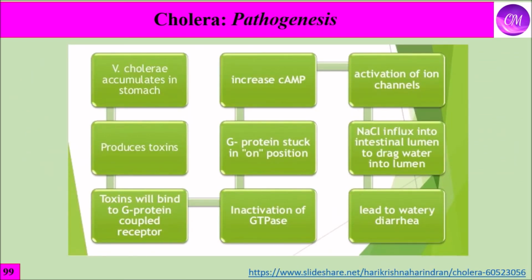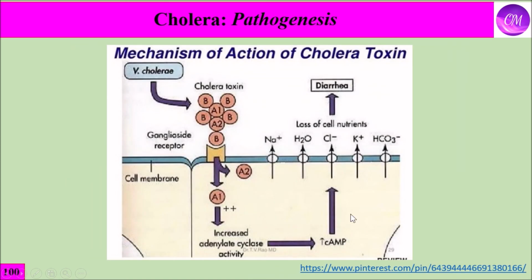The pathogenesis of cholera. Vibrio cholerae accumulates in the intestine and produces toxins. These toxins bind to G protein coupled receptors, inactivating the GTPase so the G protein is stuck in the on position, which increases cyclic AMP. This results in activation of the ion channels and sodium chloride efflux into the intestinal lumen, dragging water into the lumen, which leads to watery diarrhea. And here you see the mechanism of action of cholera toxin.